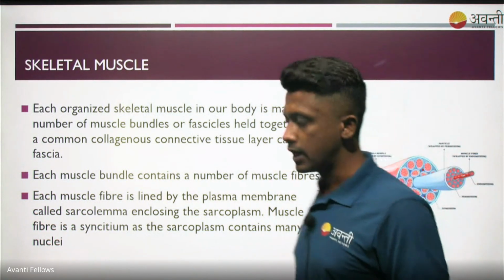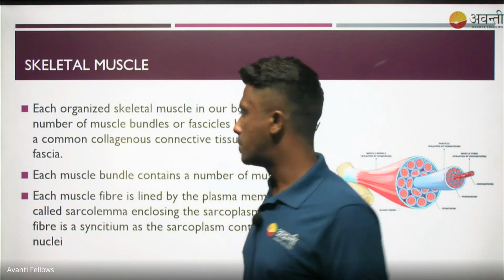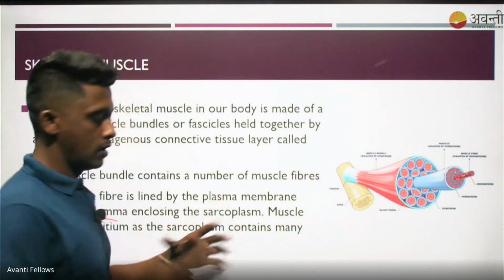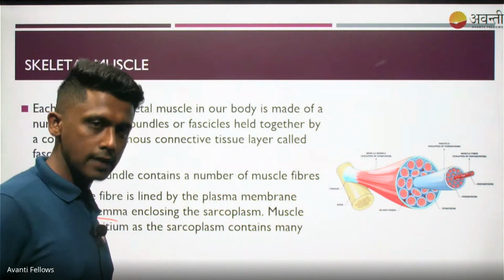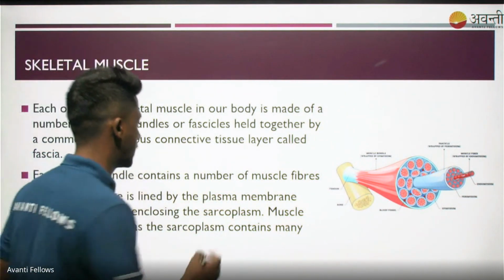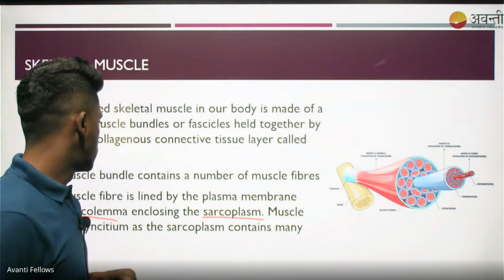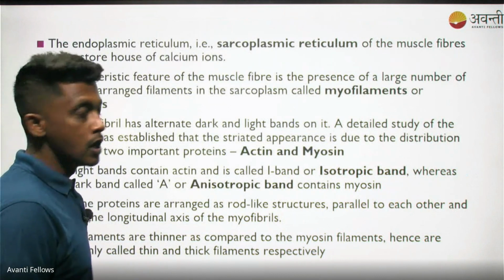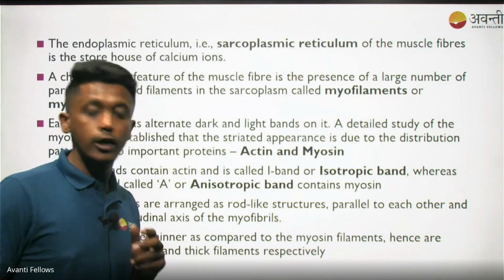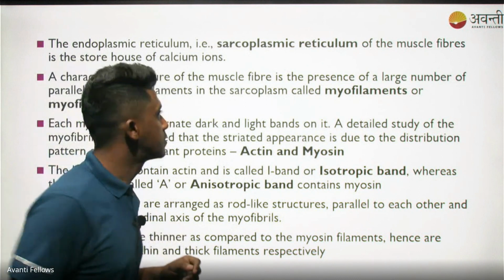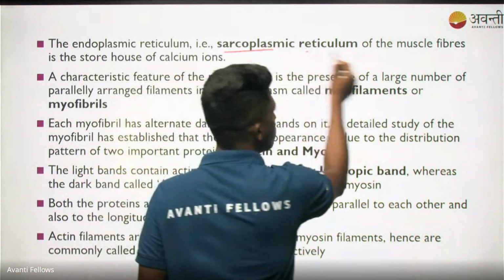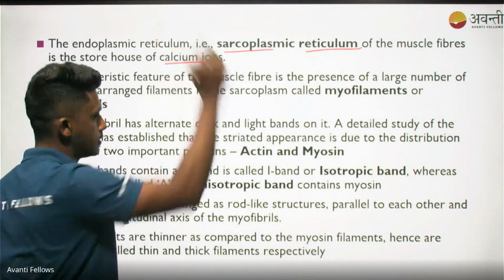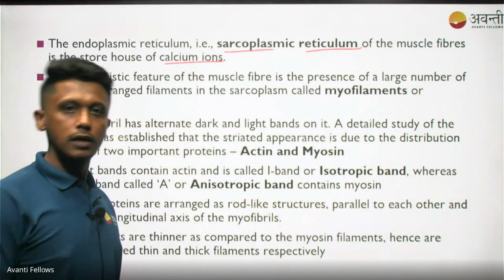So we understood that the muscle fiber has a plasma membrane, which we call the sarcolemma, and the sarcolemma encloses the protoplasm of the muscle fiber, which we call the sarcoplasm. I told you they are multinucleated, and the endoplasmic reticulum of the muscle fiber is called the sarcoplasmic reticulum. Very important things that we discussed. And there are also the calcium banks, which store calcium and release calcium during muscle contraction.